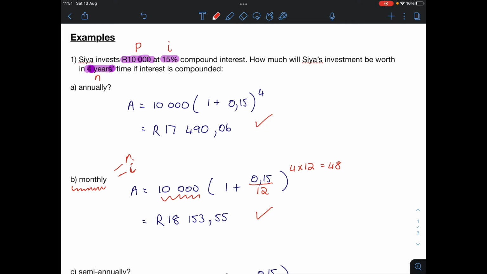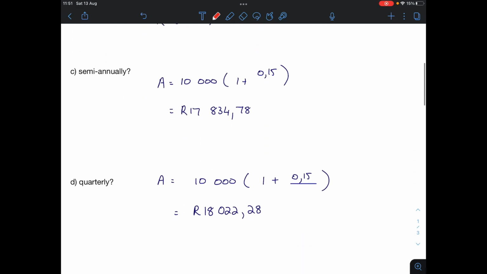Remember, you can press pause in the video if you're wanting to work this out slowly, and I would advise that. Okay, so then what happens if it's worked out semi-annually? So we still invest the 10,000 Rand. This time, the 15%, which is 0.15, is compounded semi-annually, which is twice a year. So that 15% has to be split over 1 year twice, so that's divided by 2, and then it's still over 4 years, but twice every year for 4 years, which means it's to the power 8. N is now 8. Okay, work that out on the calculator, we get 17,834 Rand and 78 cents.